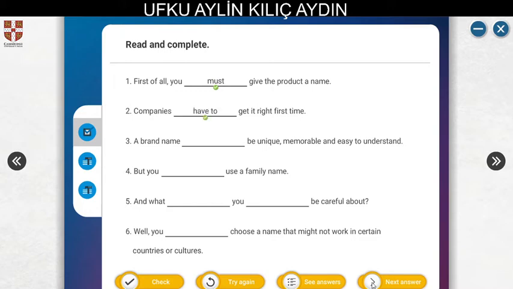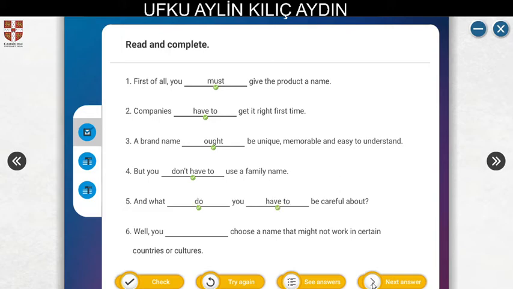Companies have to get it right first time. A brand name ought to be unique. It should be too. Should be or ought to be unique, memorable, and easy to understand. But you don't have to use a family name. You don't have to. This is not necessary.